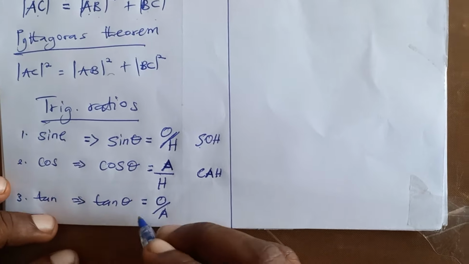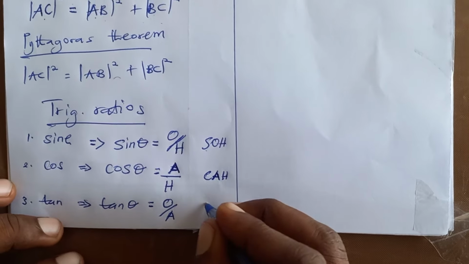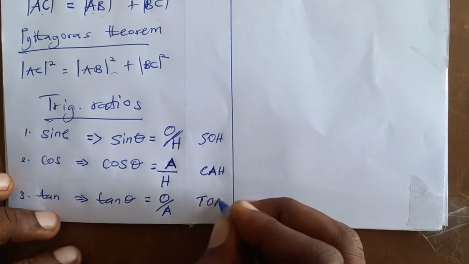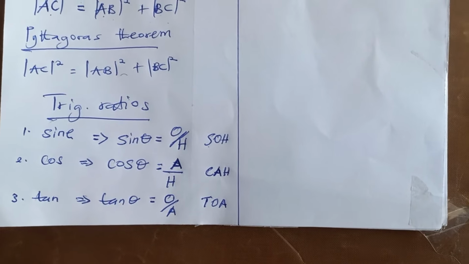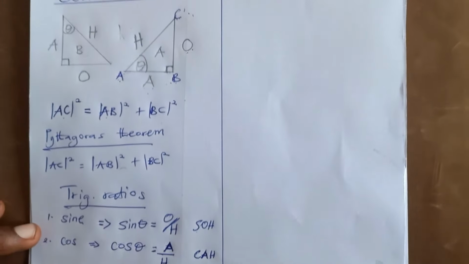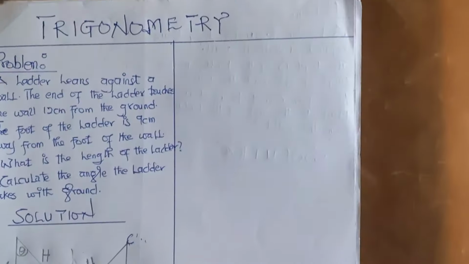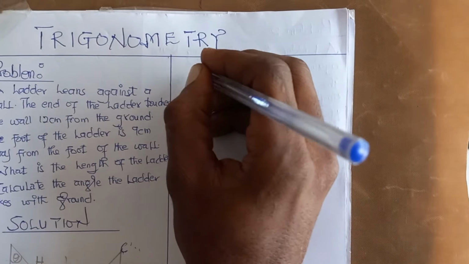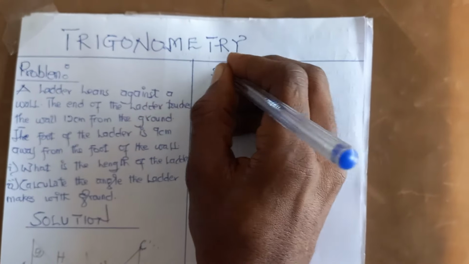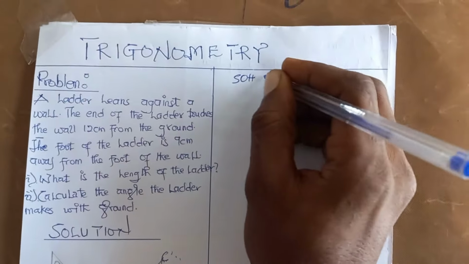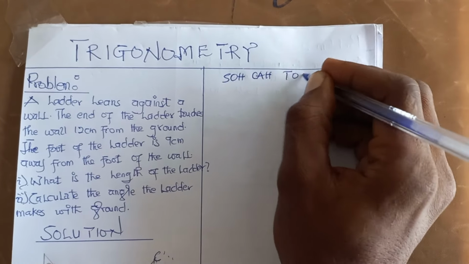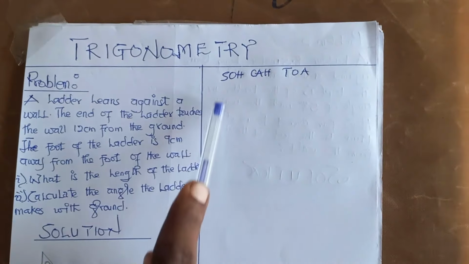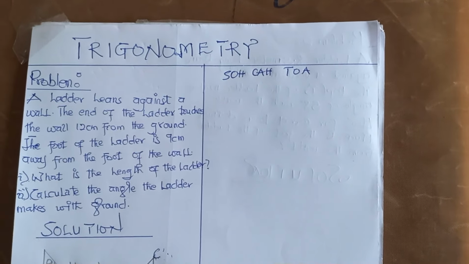Then the tan, it says TOA. I believe you know what I'm forming. Good. Some already know this. So let us try to add all this alphabet. So we had SOH, we had CAH, we had TOA. So we can say that SOHCAHTOA.